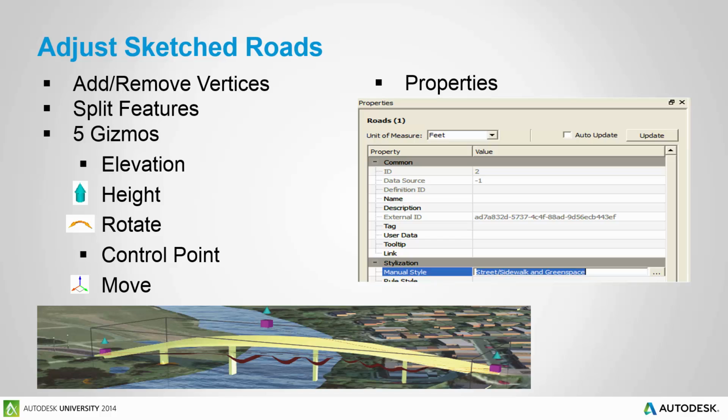So when you start adjusting your roads, you'll see different gizmos depending on what way you're looking at your model. If you're in a plan view, you'll only see control point gizmos, but when you are in a profile view, you'll actually see an elevation gizmo that will allow you to change the height of each of your points of intersection.